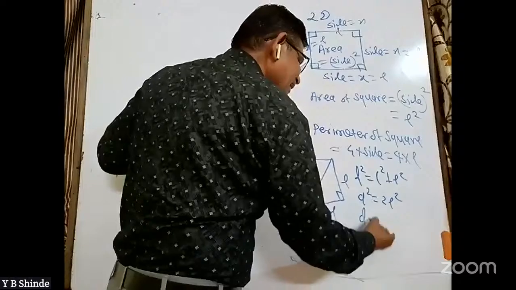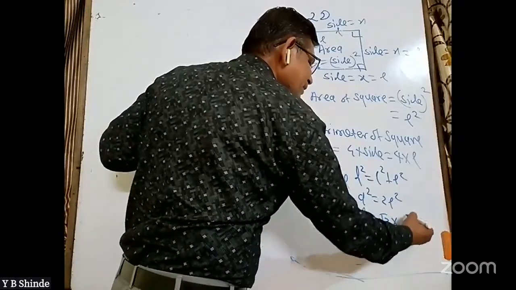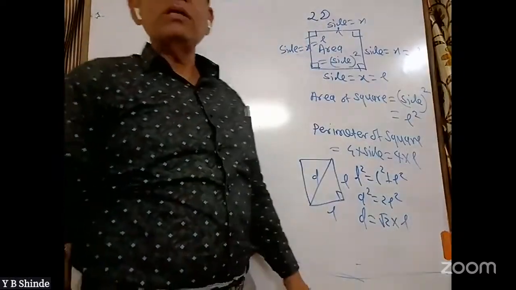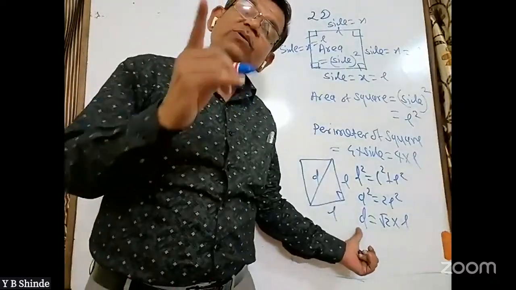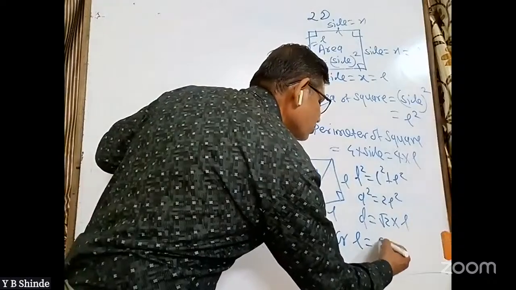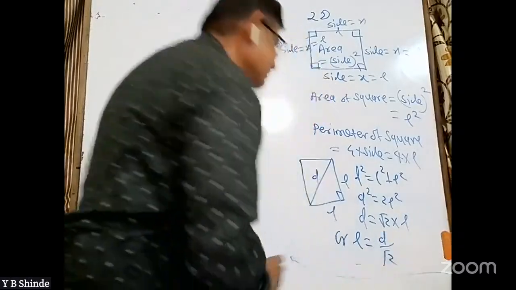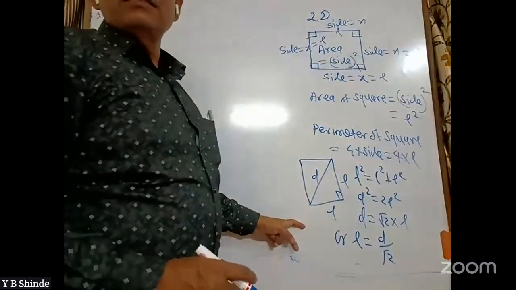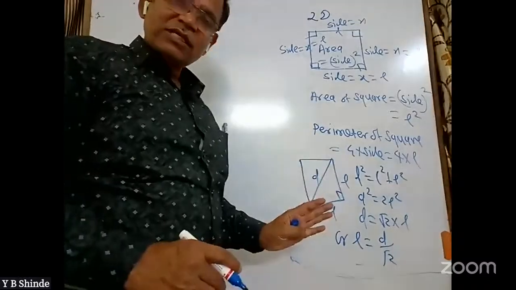And how will you find D, the diagonal? Root 2 times of side. This is the formula of diagonal. Diagonal is always root 2 times of side, or we can say side is equal to diagonal upon root 2. Keep in mind these things. This is one; the other diagonal is also the same.